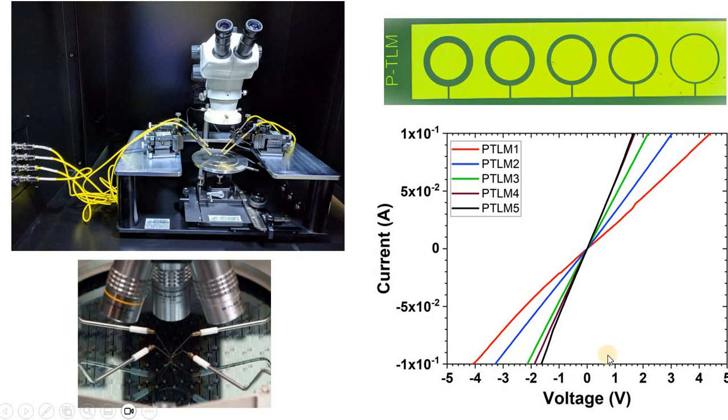So you divide the change in voltage by the change in current, and this gives you the resistance. For the red curve, the change in voltage is 8 volts and the change in current is approximately 200 milliamps. So 8 divided by 0.2 gives you the resistance for the red curve. And similarly, you measure resistances for the blue, green, brown, and the black curve as well.